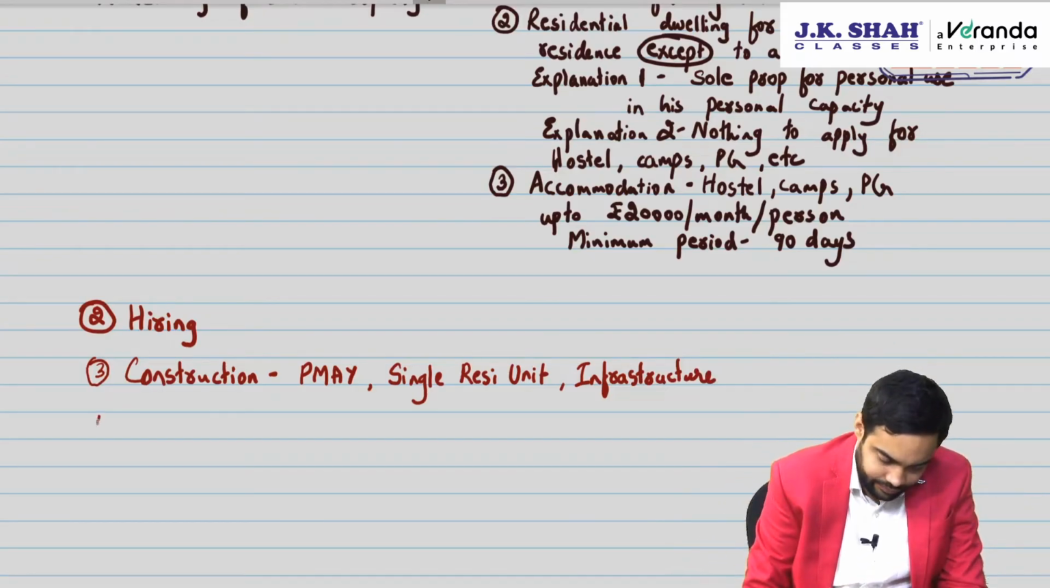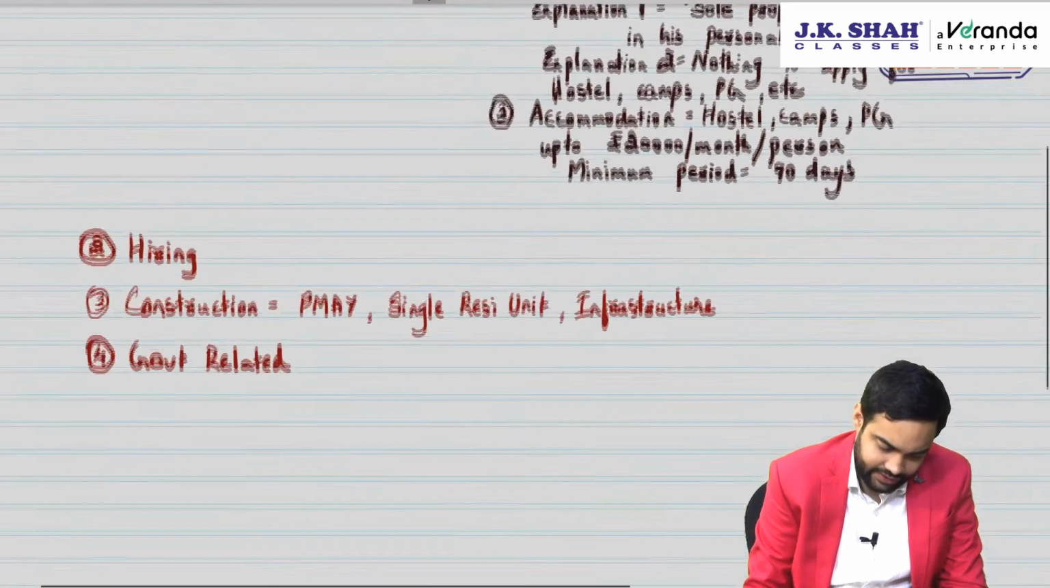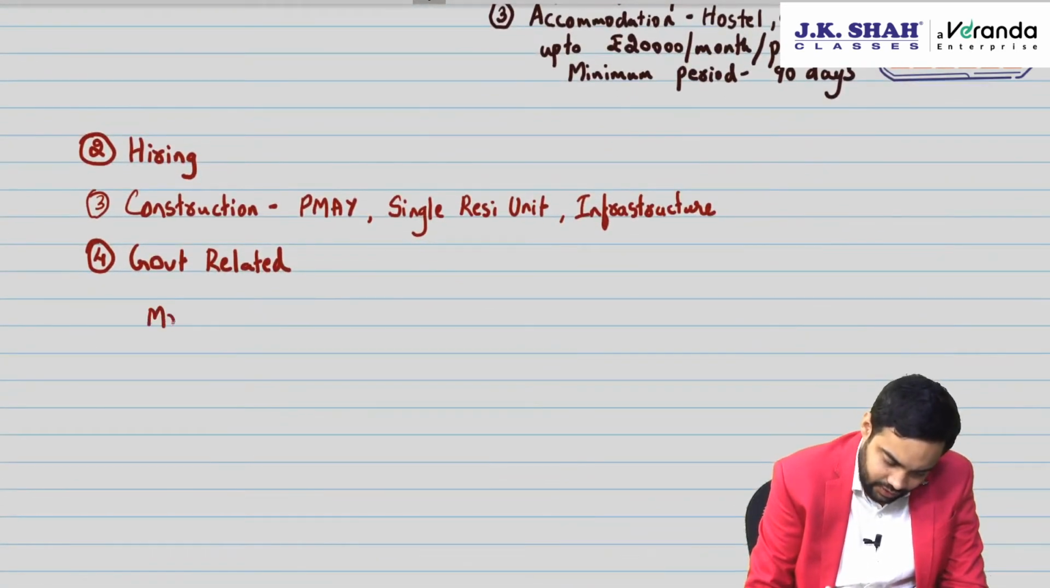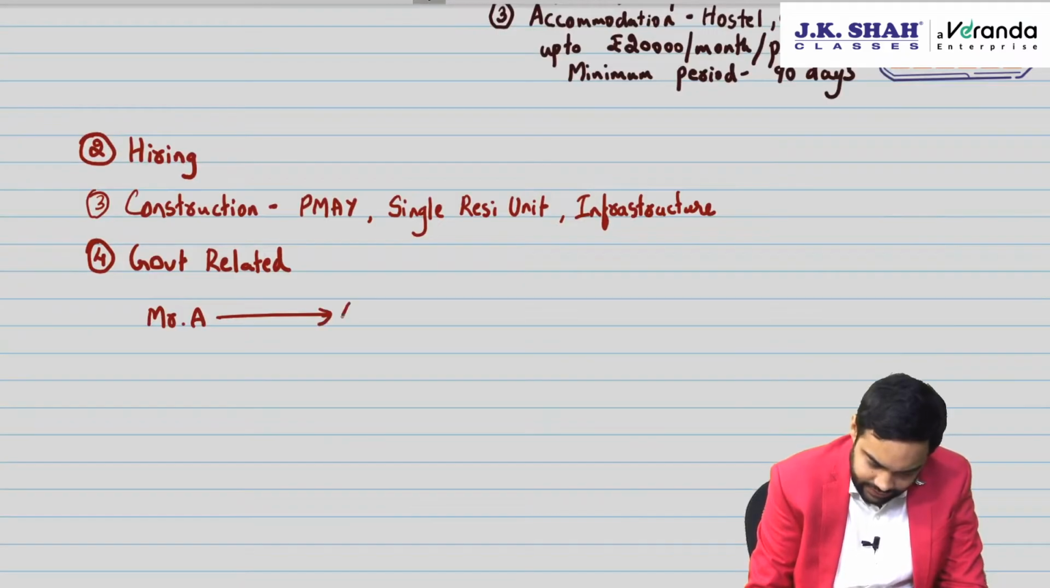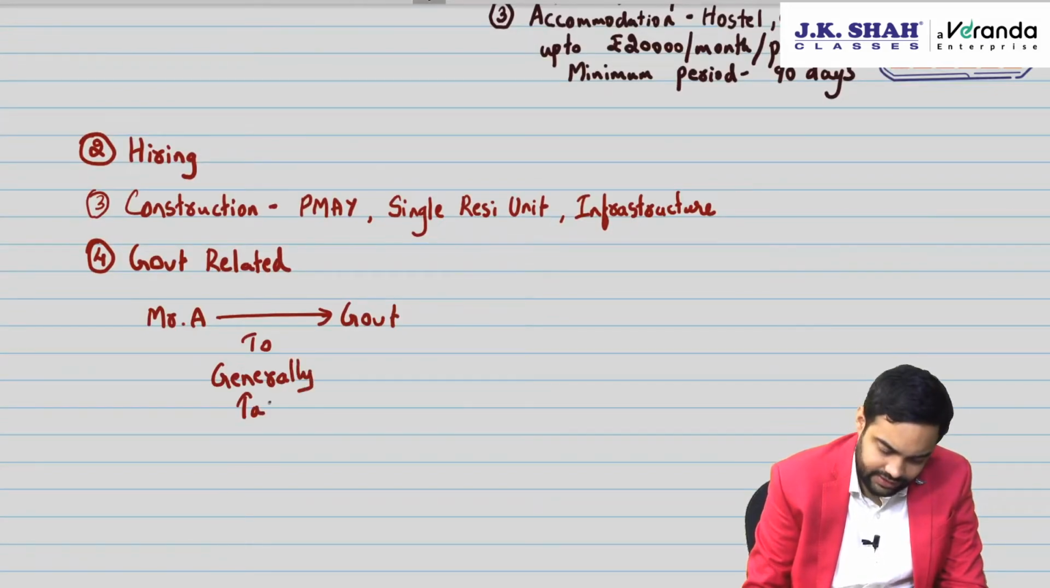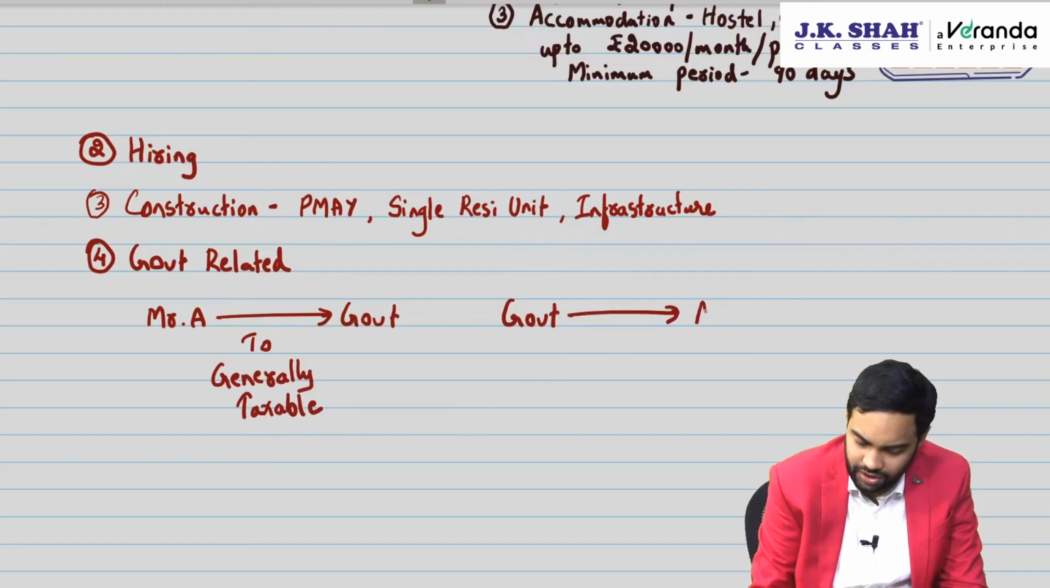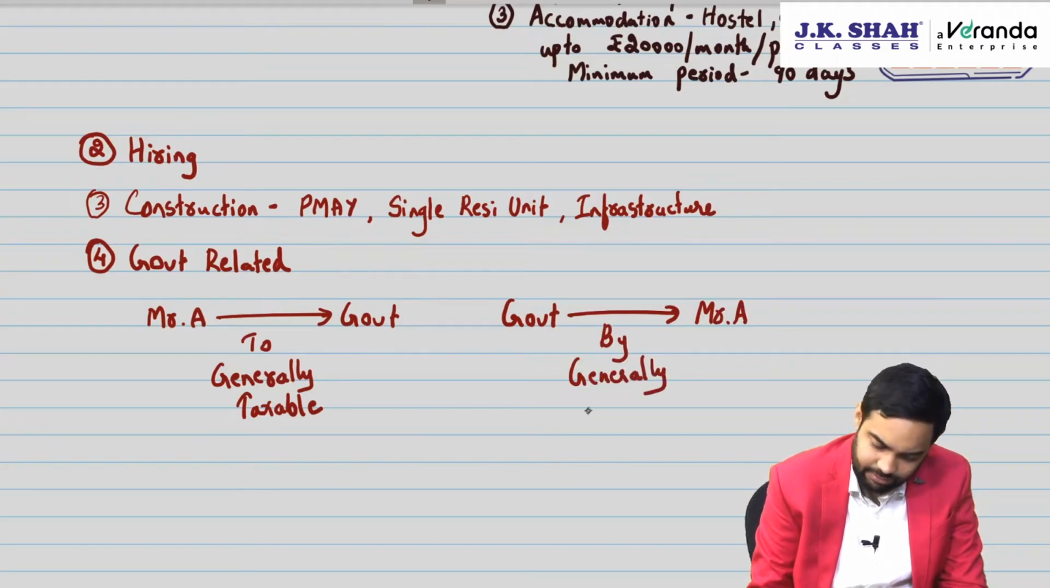Then the next one is government related. Now government related, please understand one basic point. Any service to government is generally taxable. There are some exemptions, but to government is generally taxable. Any service by government or local authority, and when I say government, we are also talking about local authority in these entries, by government or local authority is generally exempt.